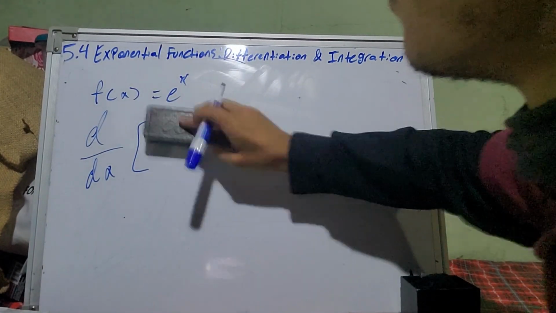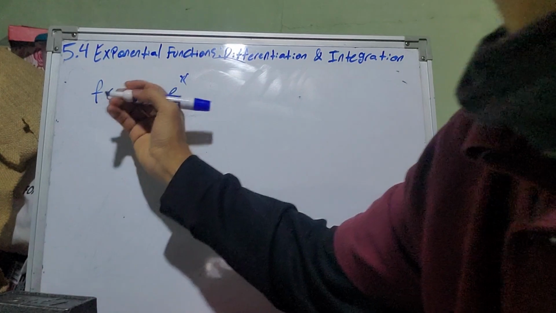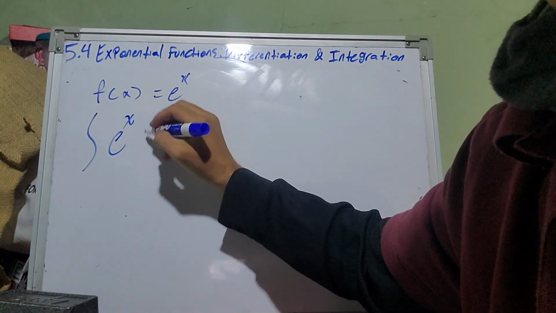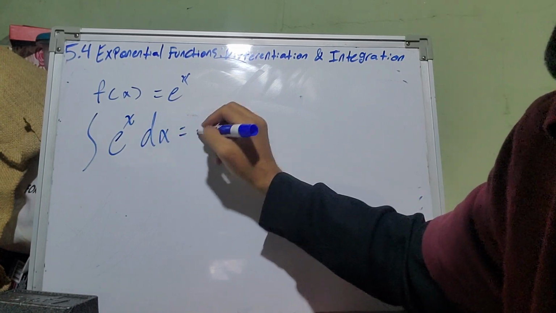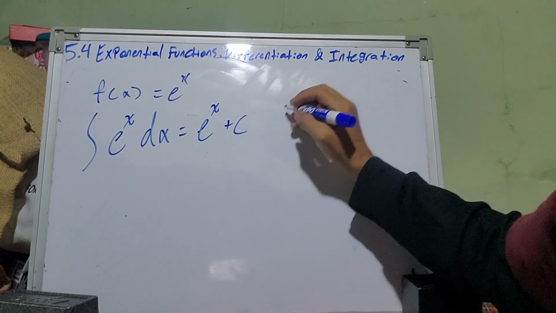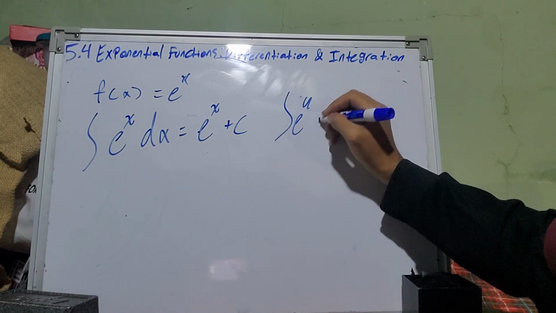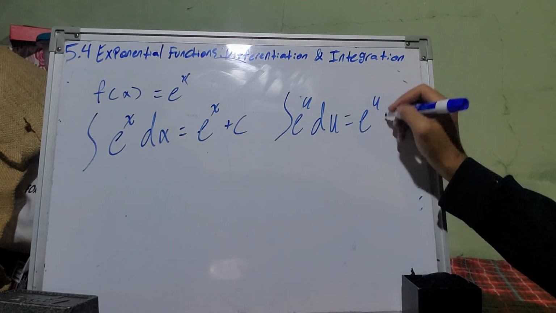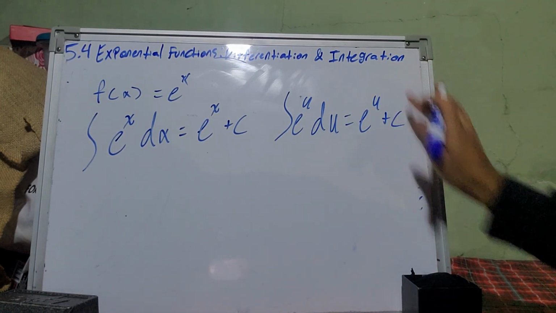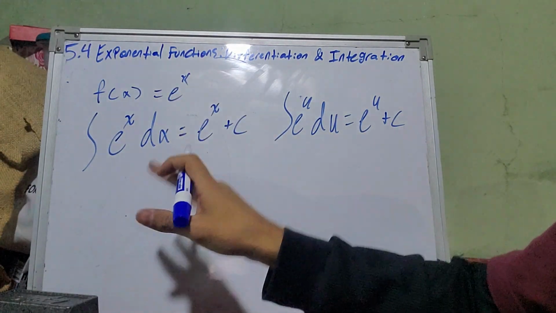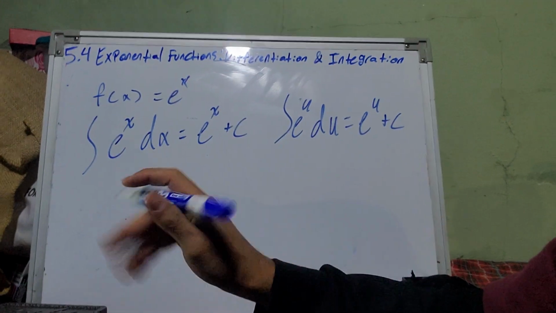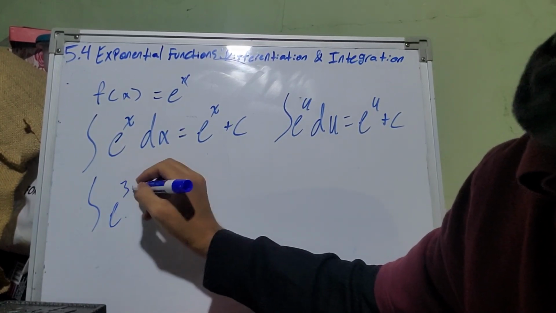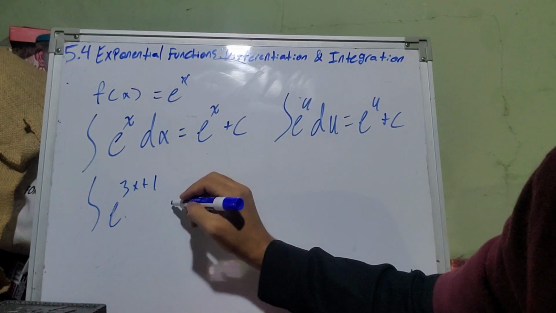Inversely, we can show that the integral of e to the x dx is equal to e to the x plus c, as well as the integral of e to the u du is equal to e to the u plus c. As we've discussed before, they are one-to-one.